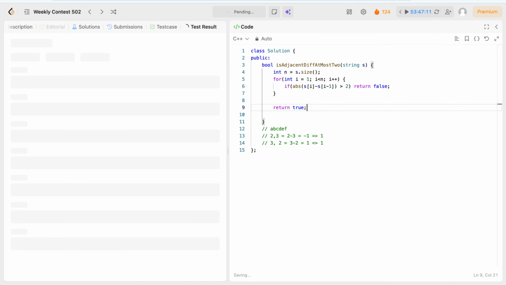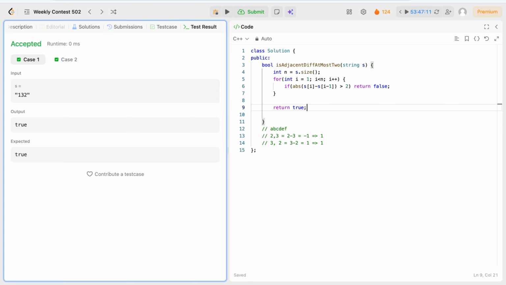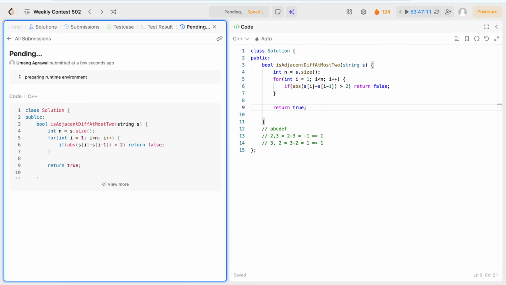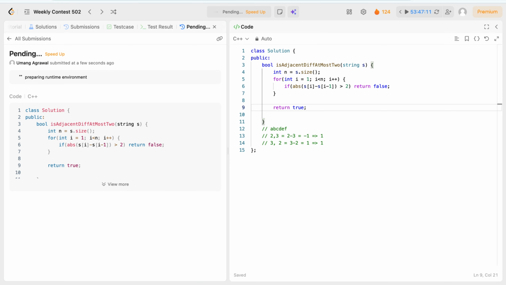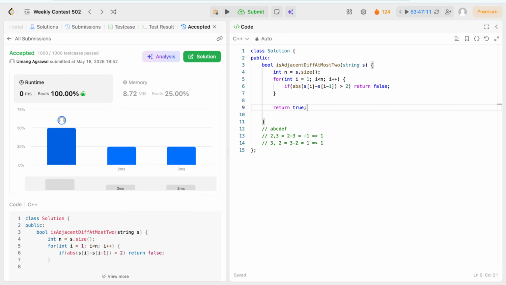We will submit the test cases. Yes, our sample test cases are passed. We will submit our answer. Okay, our answer is submitted.